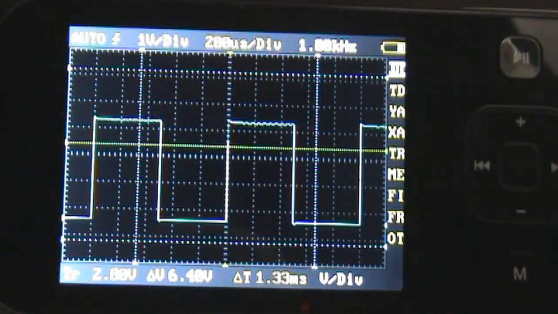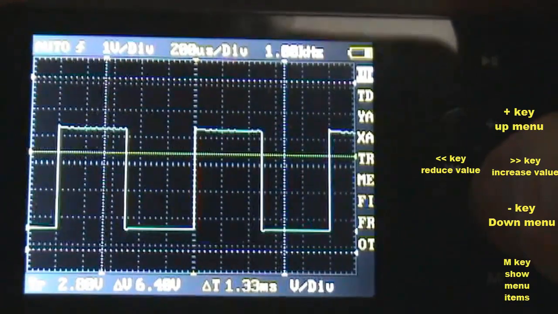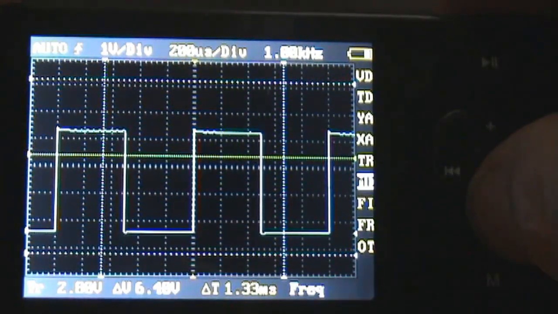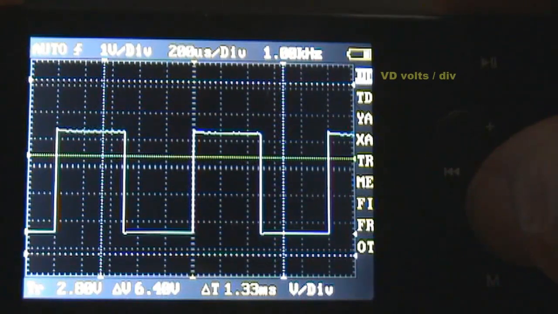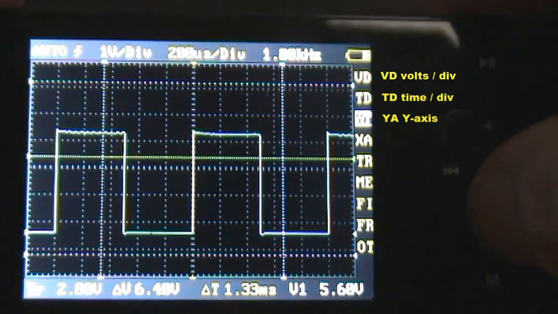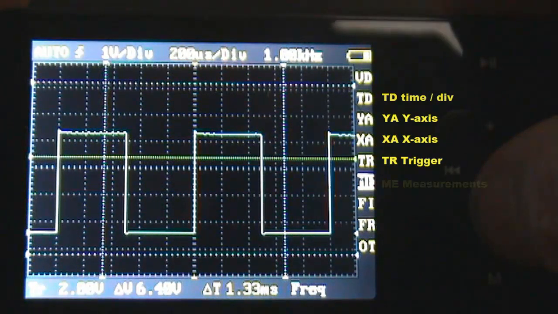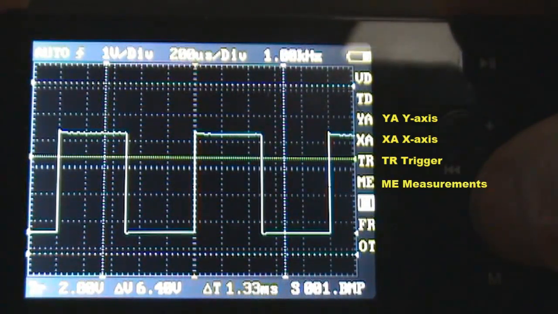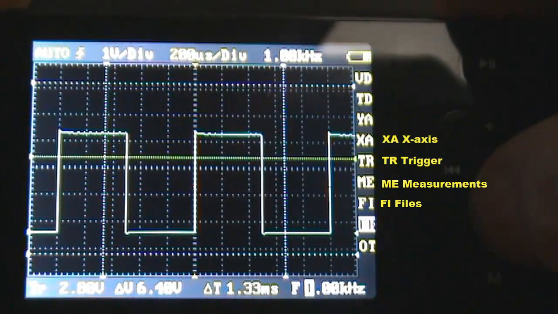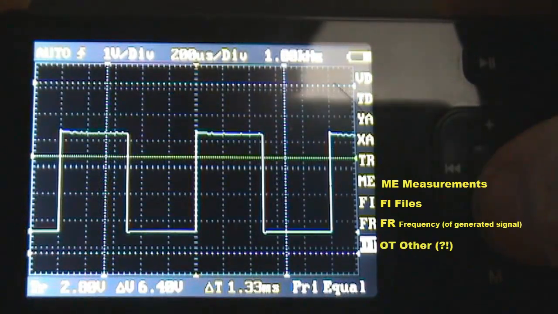And if we use our up and down arrow keys here, these ones on the side, going down goes down the menu items in the right hand margin. The top one is VD, which stands for volts per division. Next one is TD, time per division. YA, things on the Y axis, XA, things on the X axis. TR is about triggering, ME is about what we're measuring, FI is about writing things to file. FR is adjusting the frequency that's being output, and I haven't yet worked out what OT is.